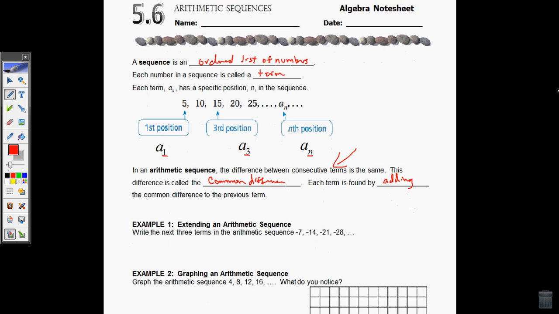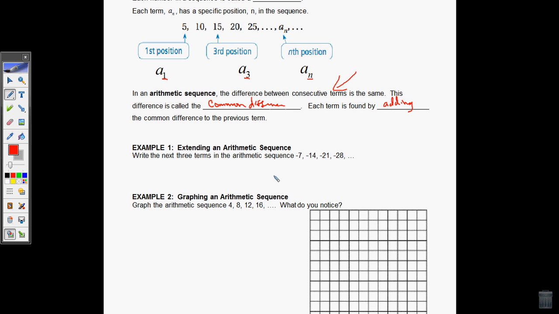So let's talk about how we can take a sequence and just build off of it. All right, I have a sequence that starts -7, -14, -21, -28. So what is it that's happening each time? Each time it looks like I am basically adding -7, or just subtracting 7. Right? This is -7. From here to here is -7. From here to here is -7.